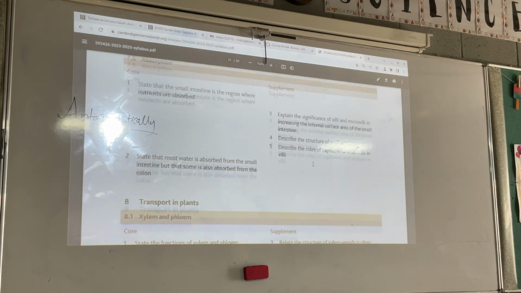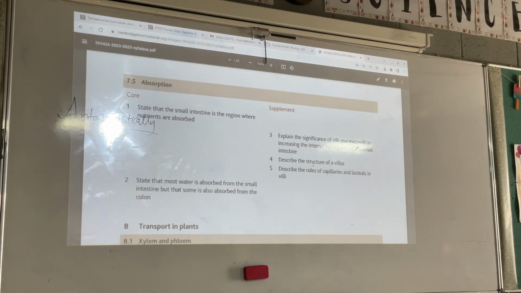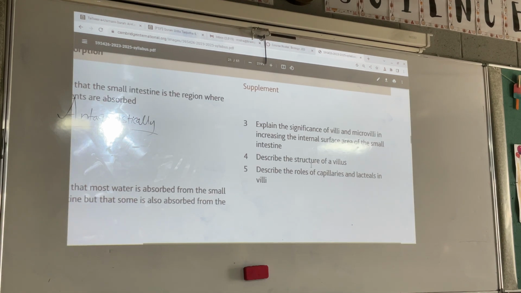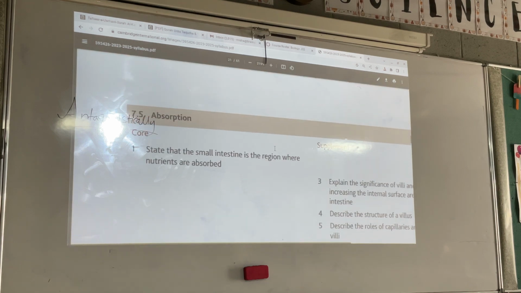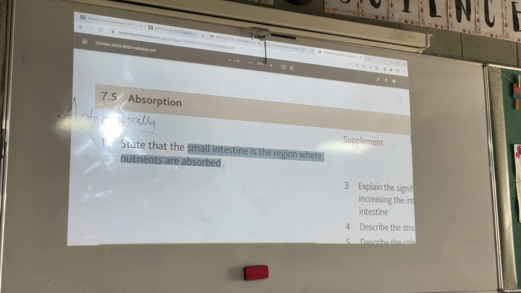Okay, I think this is the last part of it. That is about absorption. State that the small intestine is the region where the nutrients get absorbed. What is absorption again? Absorption is the movement of nutrients from the wall of the small intestine into the blood.